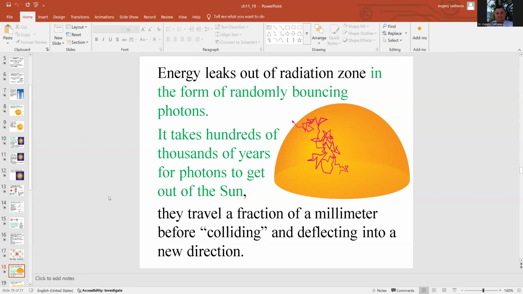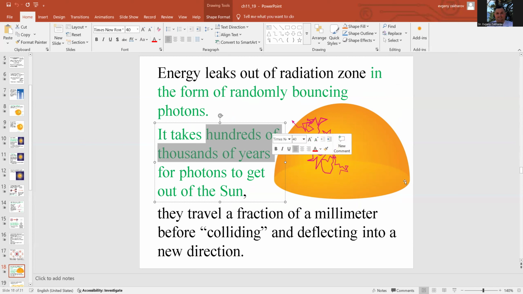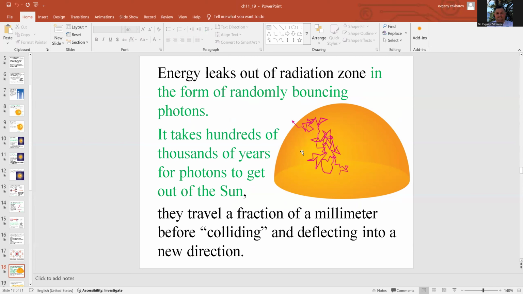So yes, it takes hundreds of thousands of years for those photons to find their way out, which is probably something you didn't expect. It only takes 8 minutes for those photons to travel from the surface of the sun to the surface of Earth. But before you get to the surface, it takes hundreds of thousands of years. So the light hitting us today started way, way long ago. And it's the bouncing photons that are trying to find their way out.